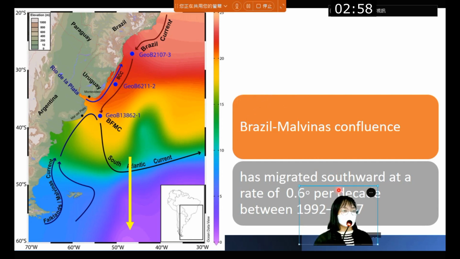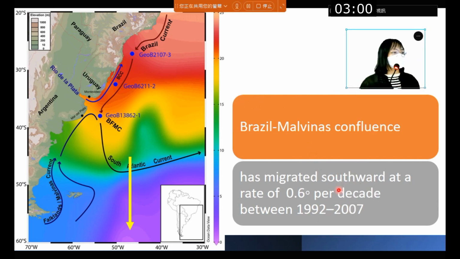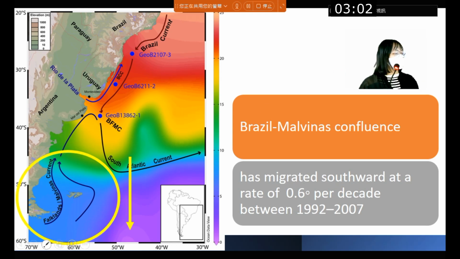And this is example 2. Here is the Brazil-Malvinas Confluence. It flows up to here, and it has migrated southward at the rate of 0.6 degrees per decade between 1992 and 2007. And it also moved southward.